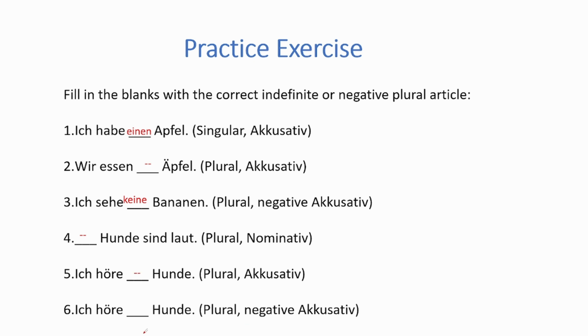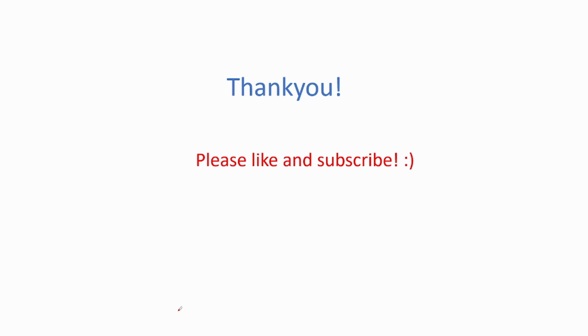Sixth is ich höre, fill in the blank, Hunde. Now here again Hunde is plural, but here they're asking us to put the negative accusative article. So negative article is kein, and when we use it for plural it is keine. Keine Hunde. Ich höre keine Hunde. Okay, so that is it for today.